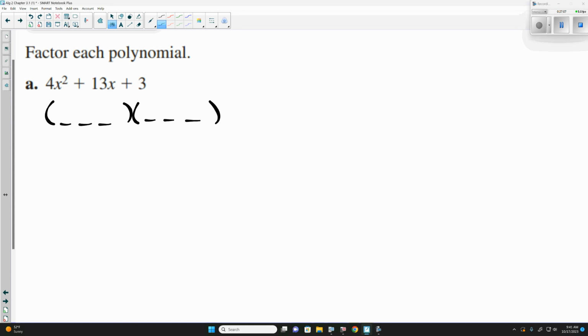Find the sign. If the third term is positive, the signs are the same and match the sign of the middle term. If the third term is negative, the signs are opposite. So it's positive, so the signs are the same and match the sign of the middle term, which is also positive. So our signs are plus and plus. So if the third term was positive, the signs are the same and match the sign of the middle term.